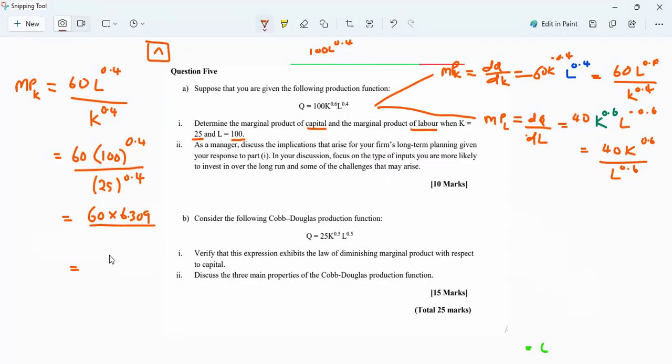What are you getting? Confirm that. Then what is 25 to the power 0.04?